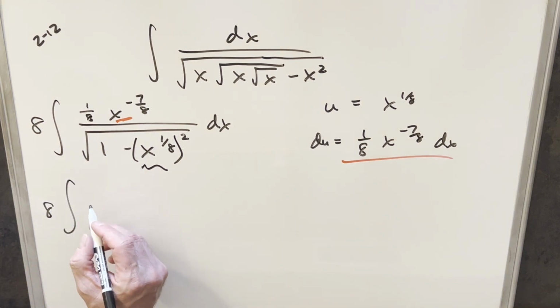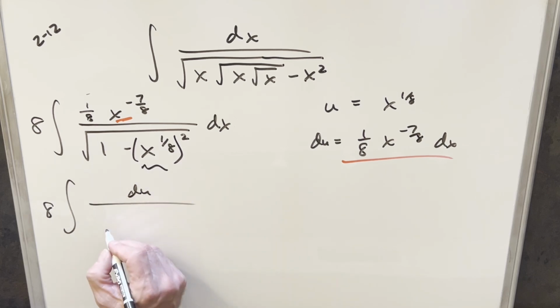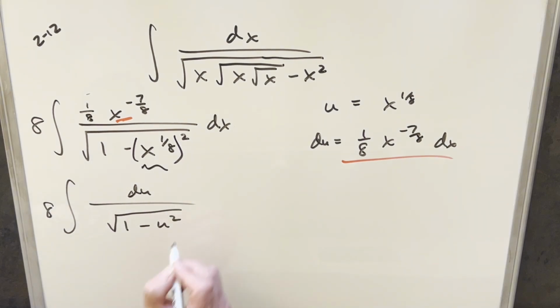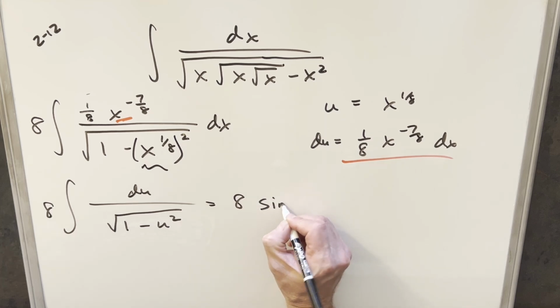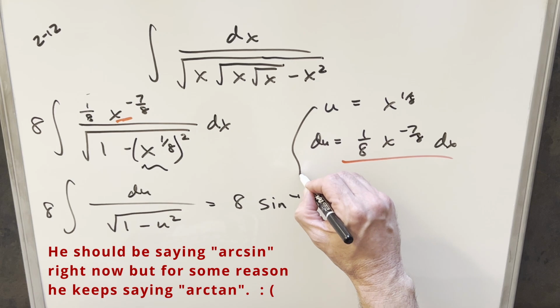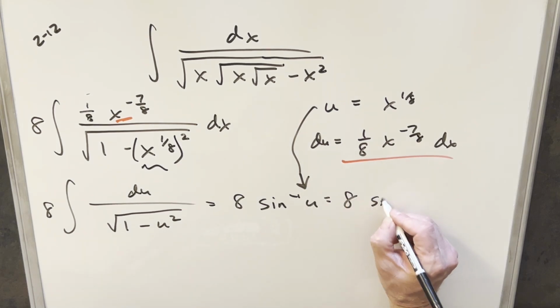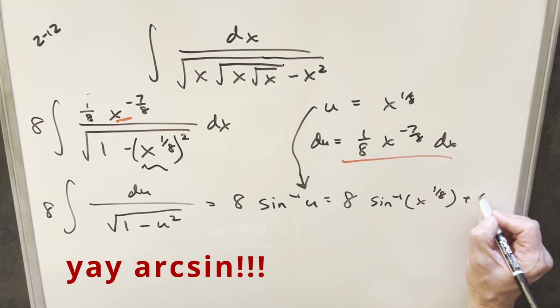We have this 8 that we'll bring along. This whole thing in the numerator becomes du. Everything else becomes the square root of 1 minus u squared. But this is a very common integral. This is just arcsine. So when we integrate, this becomes 8 arcsine of u. We just need to back substitute to finish this off. So for my final solution, we get 8 arcsine of x to the 1/8, plus c, and that's it.